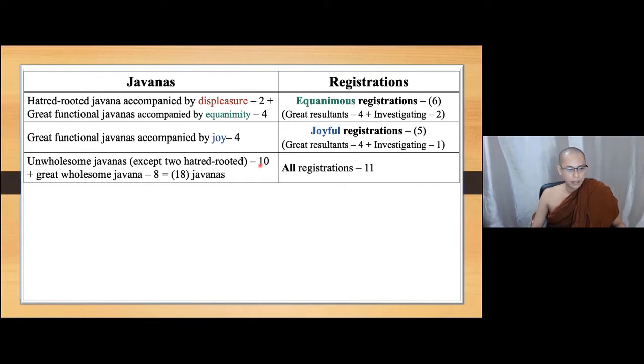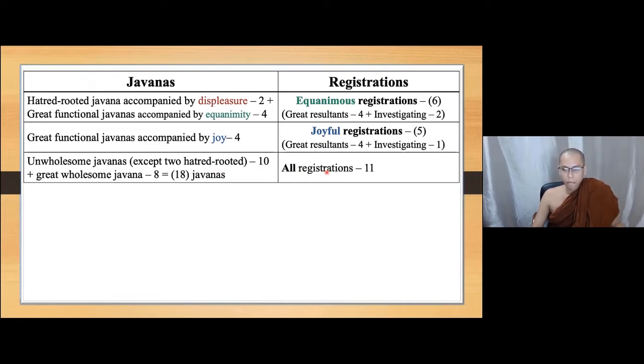So 10 unwholesome Javana, except the 2 hatred-rooted, and also the great wholesome Javana. The resultant consciousness never performs the Javana function. So the remaining 18 are counted in this way. After any of these 18 Javana, registration can be possible.